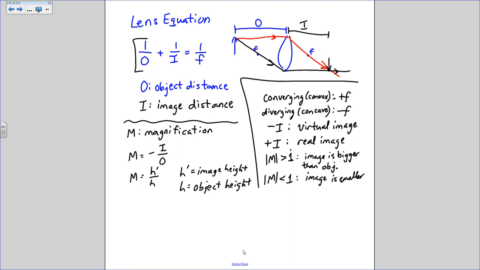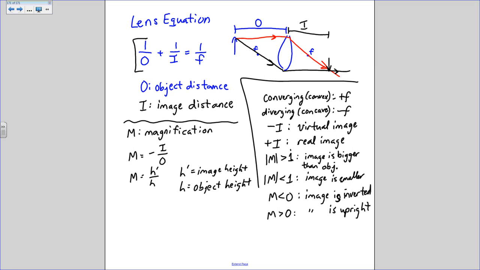And then also, if my magnification is negative, less than 0, that means that the image is inverted. And if my magnification is greater than 0, that means that the image is upright. So if I have a magnification of negative 2, that means that my image is twice as big as the object, and it's upside down. If I have a magnification of positive 3, that means that the image is 3 times the size of the object, and it's upright.